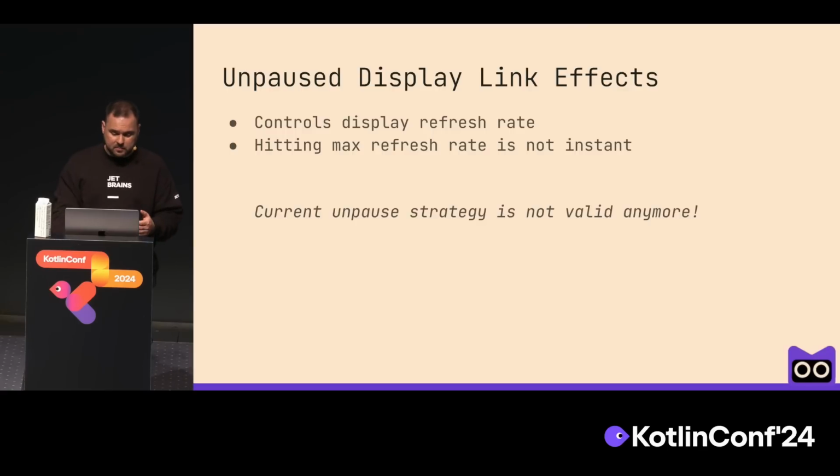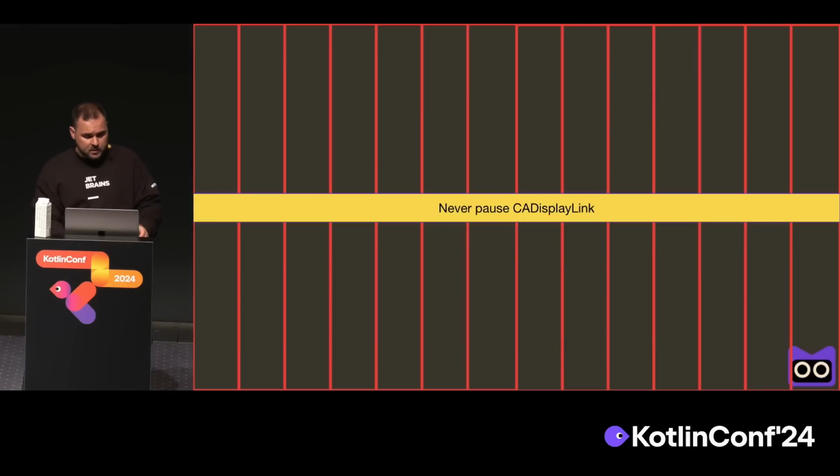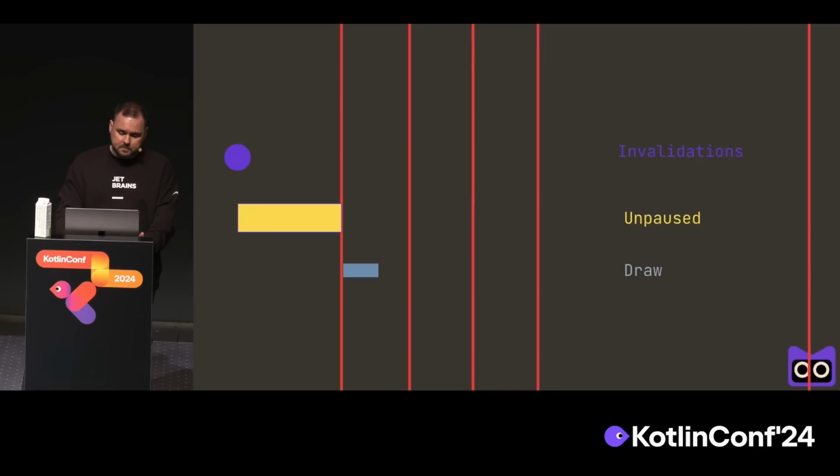So basically, unpausing display link has this effect: it controls what the display refresh rate is, and hitting max refresh rate on a variable refresh rate display is not instant. So our current unpause strategy is not valid anymore, because we just can't do it on the maximum cadence, because there is a latency. So what could we do about it? Perhaps we could never pause CADisplayLink at all? Well, it's bad. It's not free. Hardware will drain the battery even if we don't draw anything.